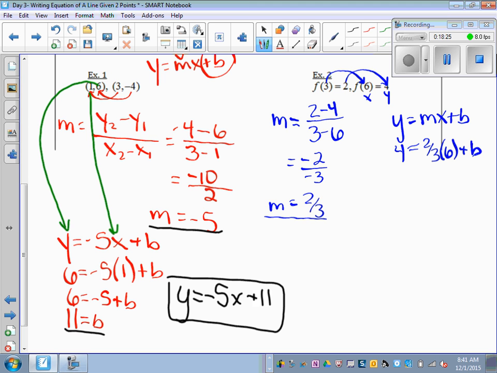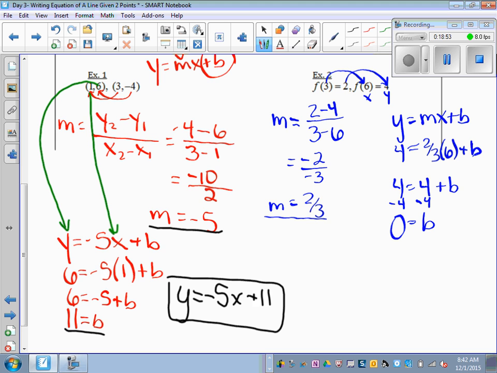Anybody know what 2/3 times 6 is? 4. Very good, 4. Because 2 times 6 is 12, divided by 3 is 4. Alright, then we subtract 4 from both sides, and what do we end up getting for our B value? 0. 4 minus 4 is 0.